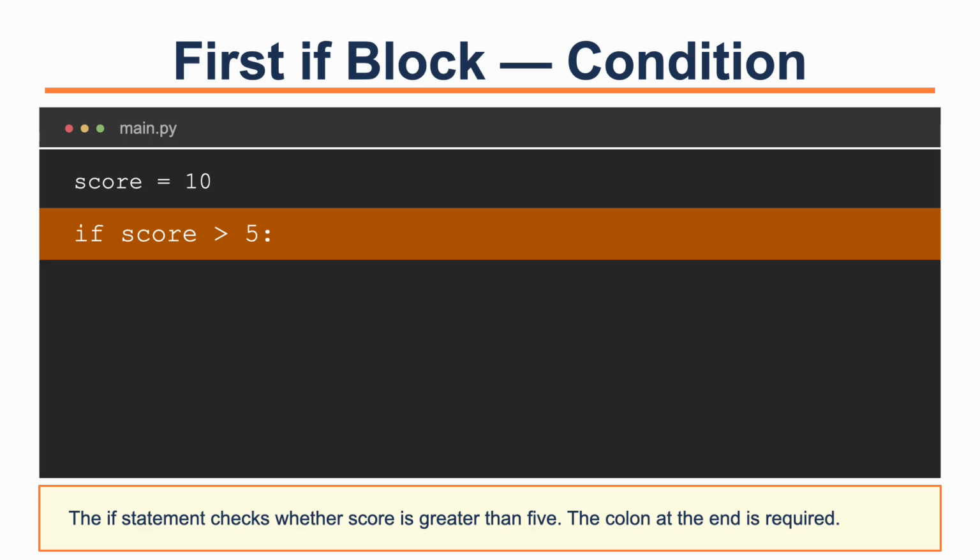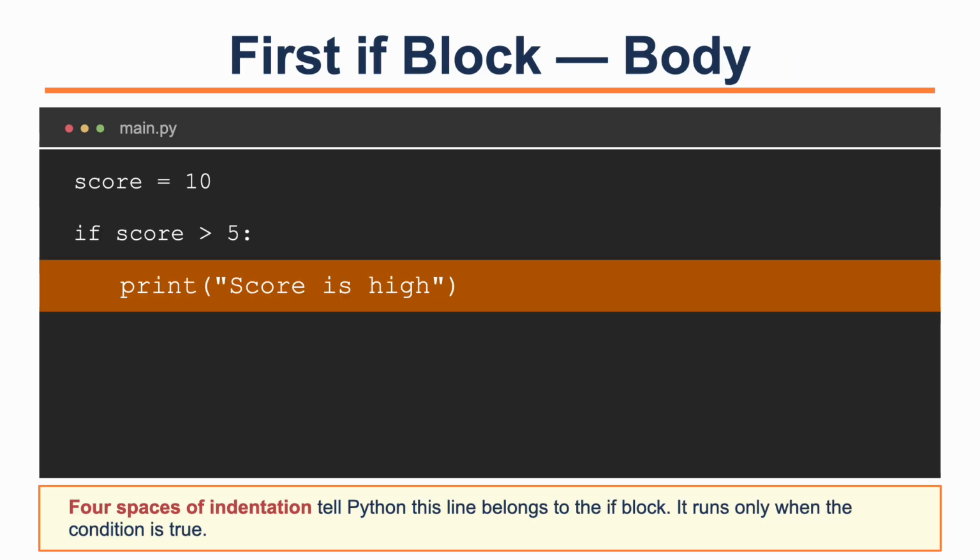Notice the colon at the end. That colon is required. It tells Python that the block of code is about to begin. The final line is the body of the if block. It is indented with 4 spaces. This indentation tells Python that this line belongs to the if statement. When the condition is true, Python prints the message score is high.